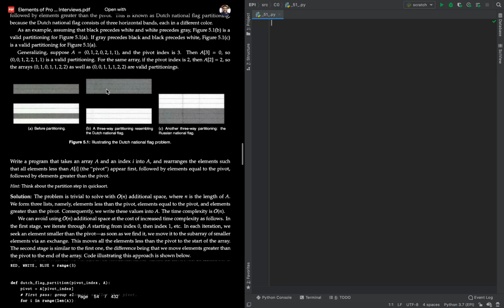And think about the partition step in quicksort. Okay, now write a program that takes an array A and an index i into A and rearranges the elements such that all elements less than A[i], the pivot, appear first, followed by elements equal to the pivot, followed by elements greater than the pivot.